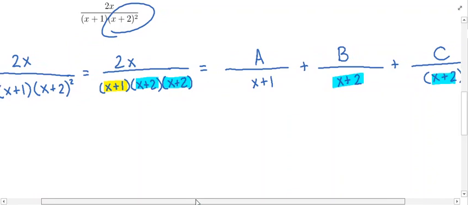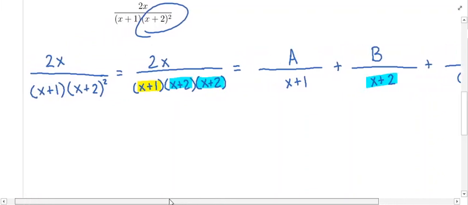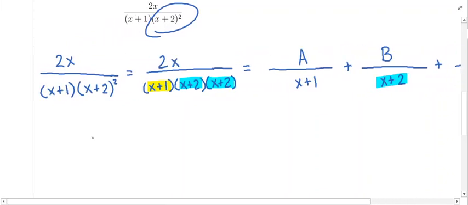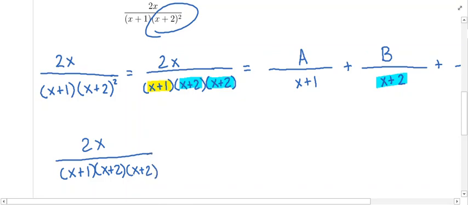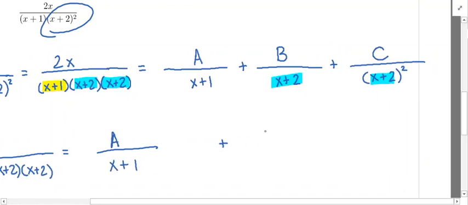Let's go ahead and take a look at this. What I'm going to do now is try to get rid of the fractions. So I'm going to start with this middle fraction, 2x over x plus 1 times x plus 2 times x plus 2. I am going to give myself some room here. I'm just going to write out what we have, but kind of spread it out. So this is what we have here.